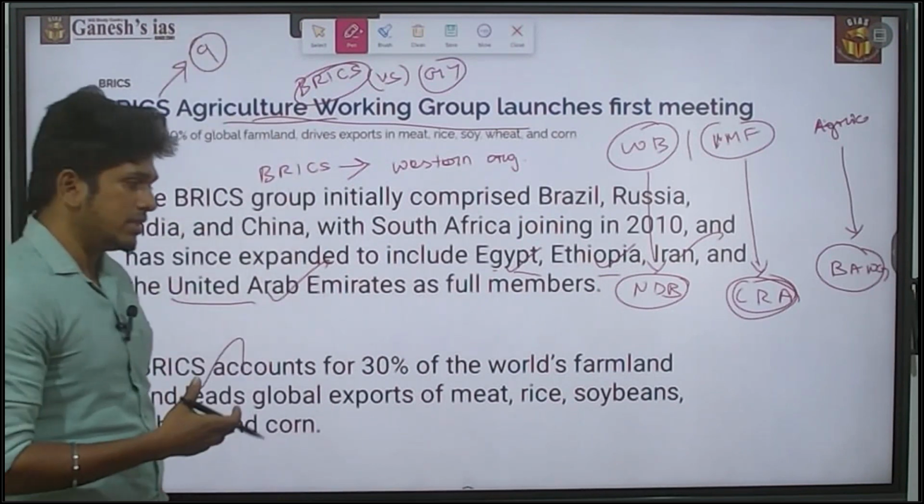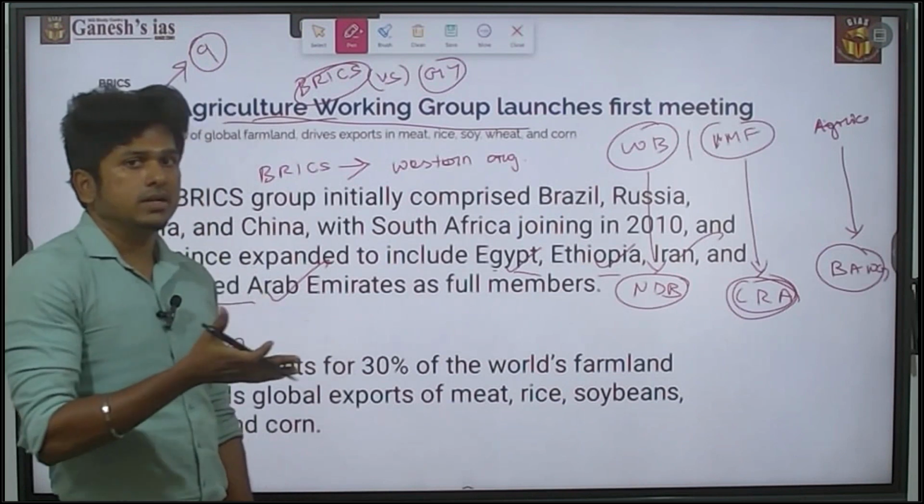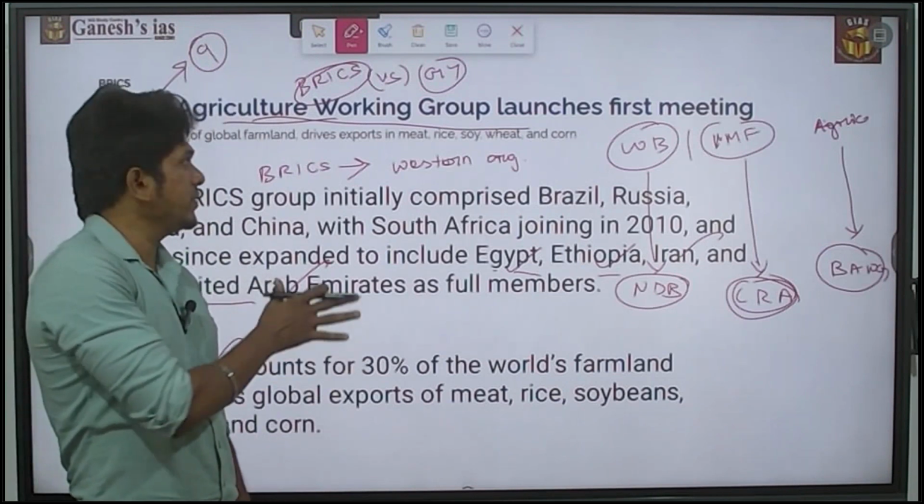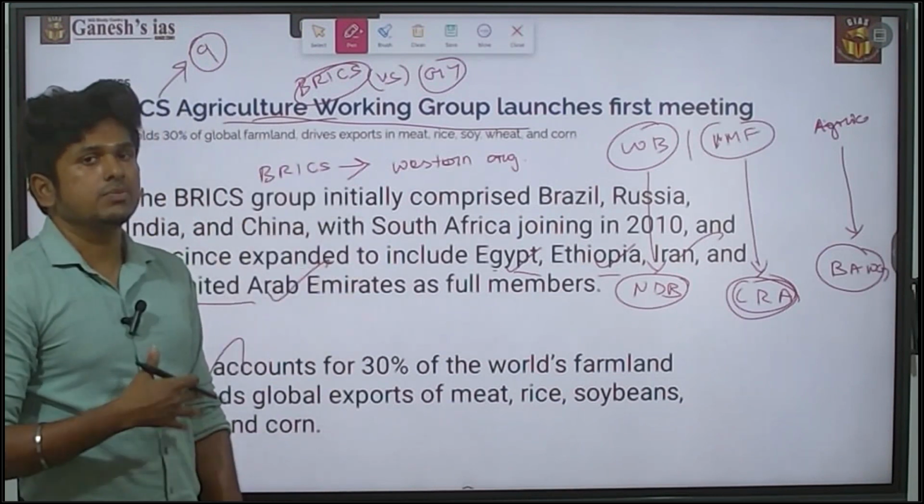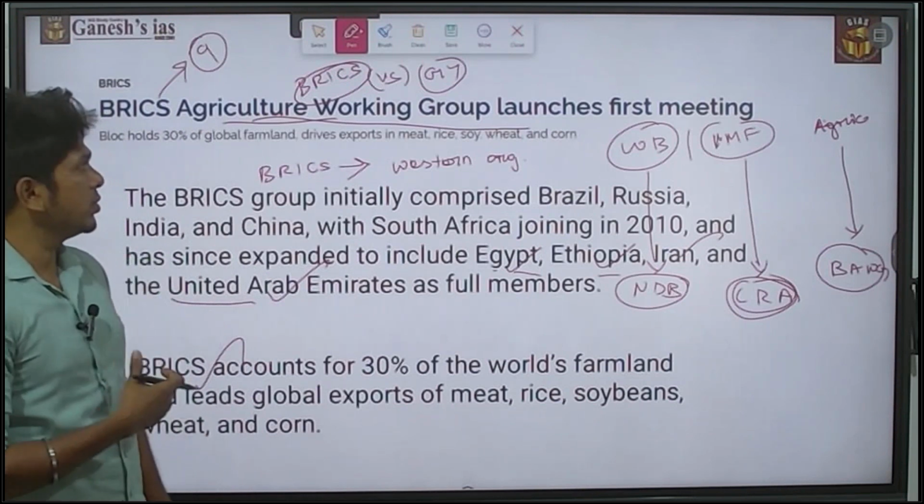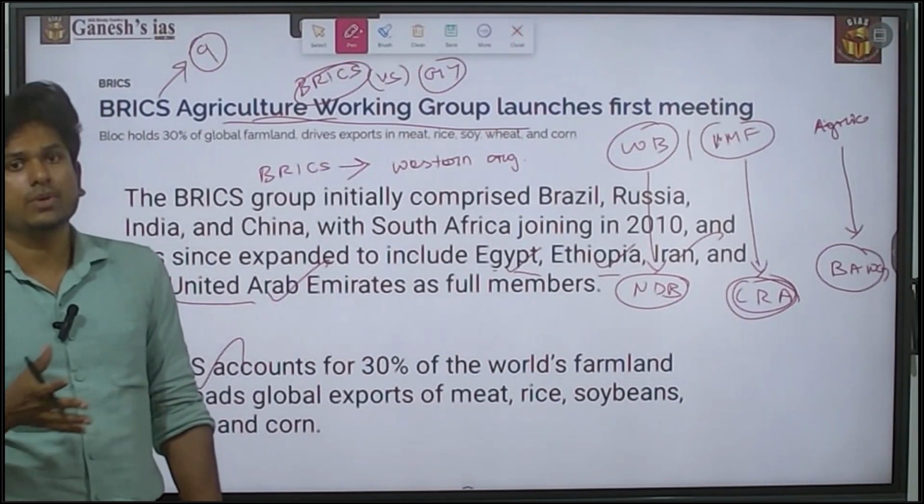So there may be questions related to the BRICS nations, or the agriculture production comparison between BRICS and the G7. There is a possibility of such a question. So please make a note of it. That will be more useful for your upcoming prelims exam.